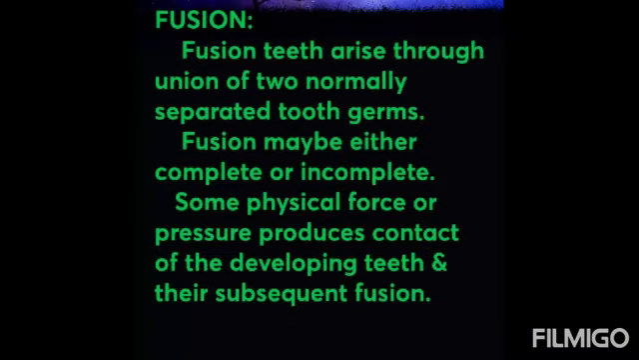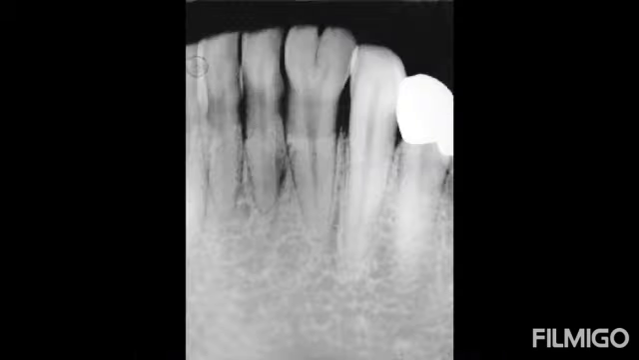Next, moving on to fusion. Fusion of the teeth arises from two normally separated tooth germs. In gemination there is a single tooth germ which by invagination gets divided, but in fusion there is union of two normally separated tooth germs. The stage of development of the teeth at the time of union may vary, so fusion may be either complete or incomplete. It has been thought that some physical force or pressure produces contact of the developing teeth and their subsequent fusion.